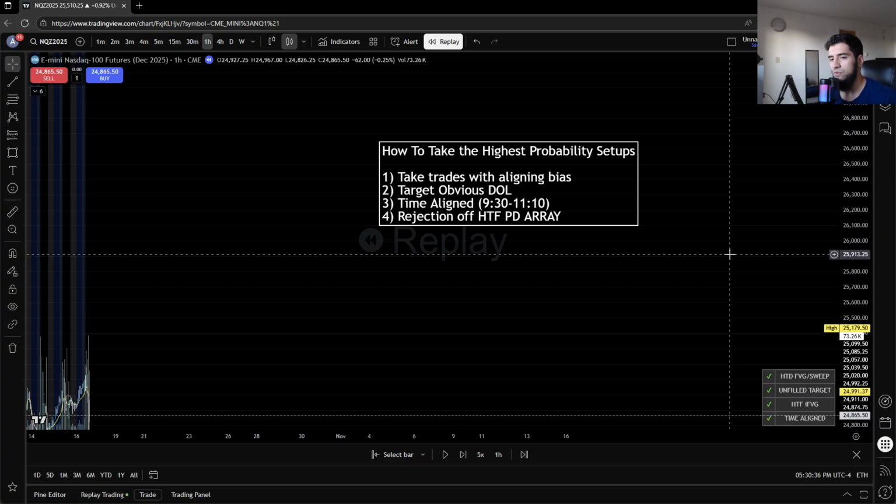And finally, one of the most important things is you need the rejection off of a higher time frame level. Again, any fair value gap above a 15-minute, or previous day high, previous day low, previous session high, previous session low, and or just a very, very obvious high and low. That's, for example, like a 9:30 Judas or something like that.